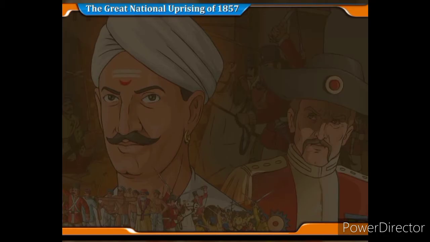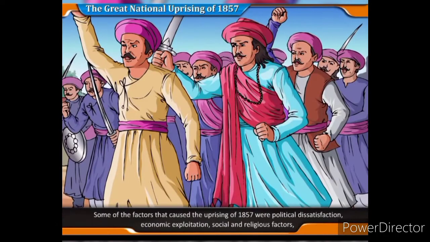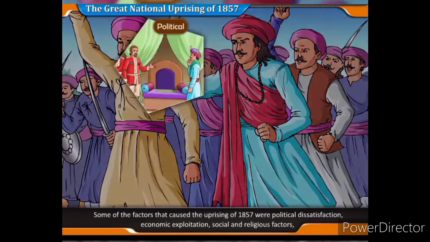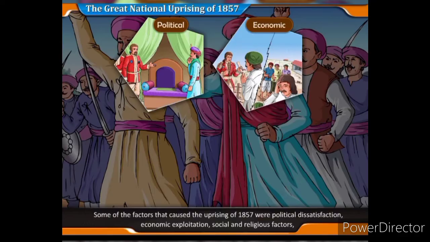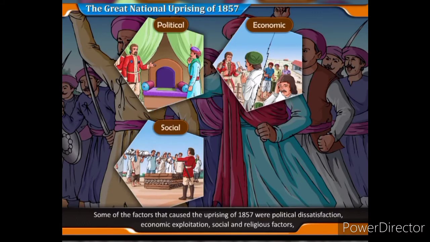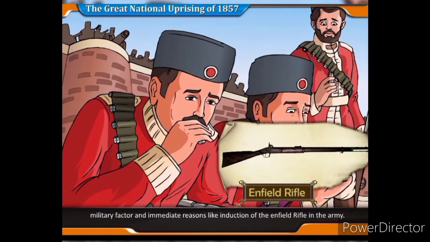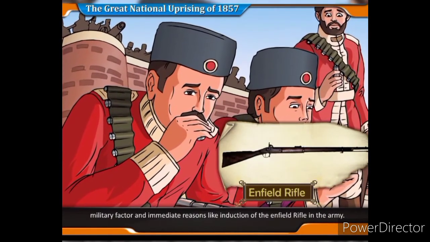The Great National Uprising of 1857. Some of the factors that caused the uprising of 1857 were political dissatisfaction, economic exploitation, social and religious factors, military factor, and immediate reasons like induction of the Enfield rifle in the army.